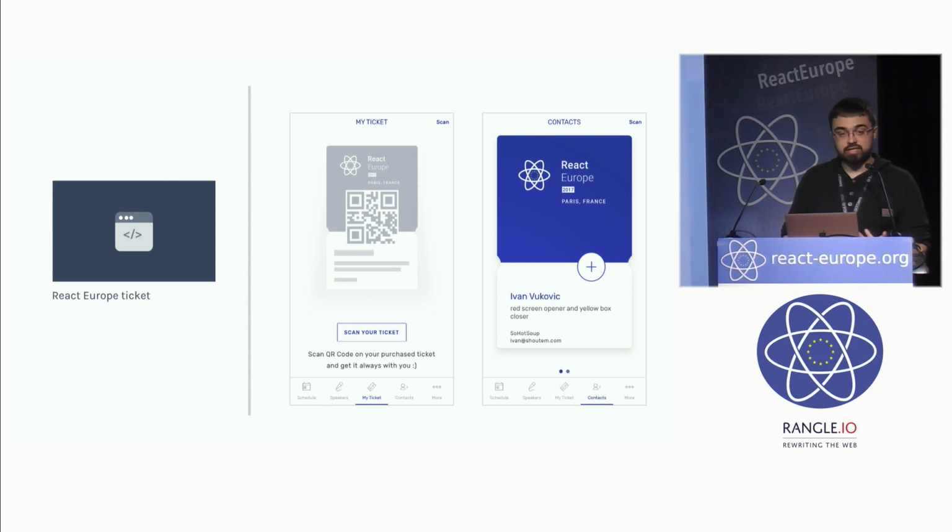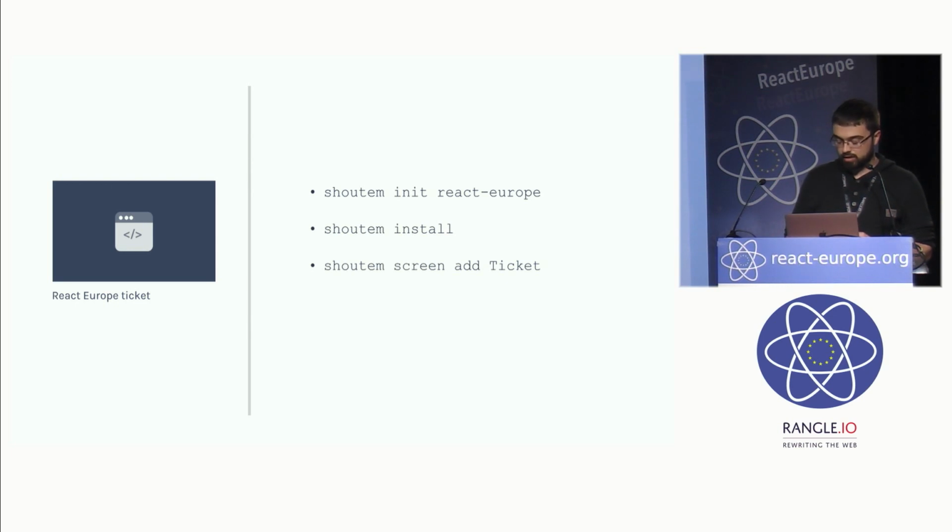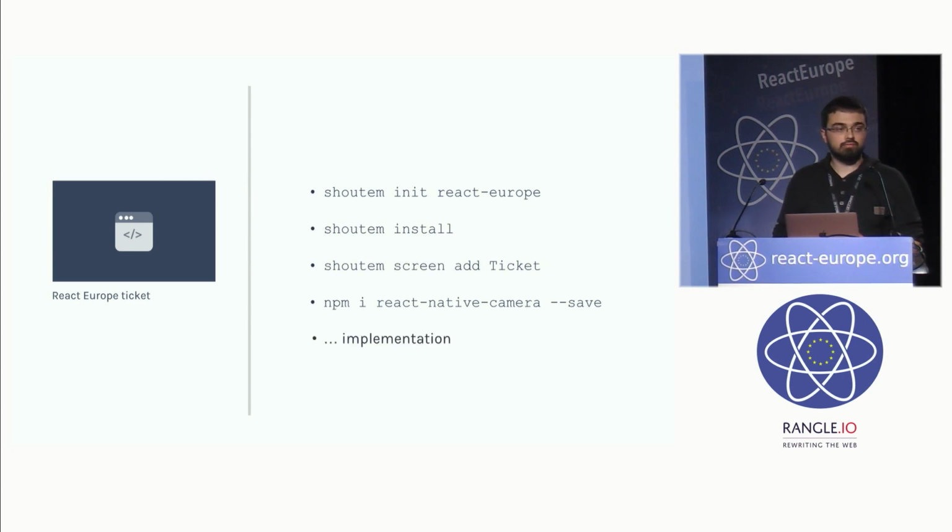So how do you create your extension? First, you initialize it, you install it into the app, and you can create multiple screens with Shoutem screen add. This bootstraps a Hello World component, just a basic React component. And you can also add dependencies in your extension, such as React Native Camera, which has the implementation of a QR code reader. That package has some native code which needs to be linked, and that's done as in a plain React Native application. And finally, you just need to do the implementation.